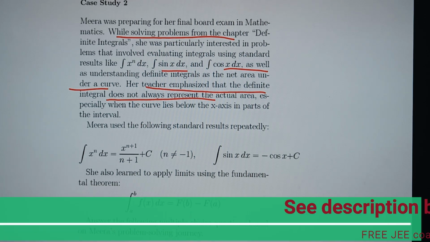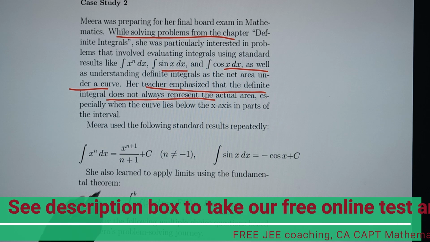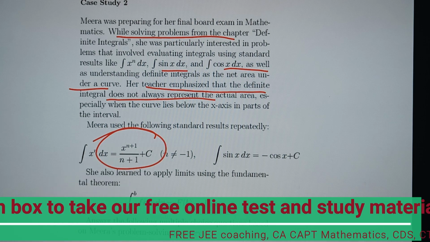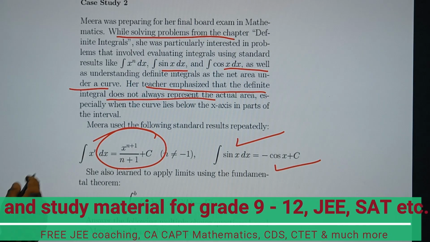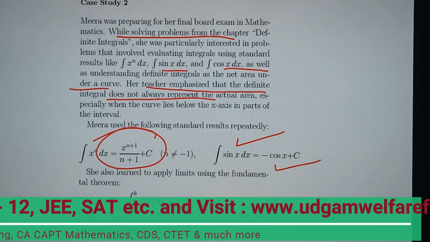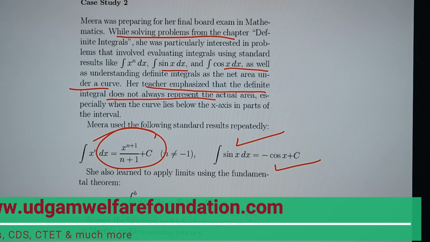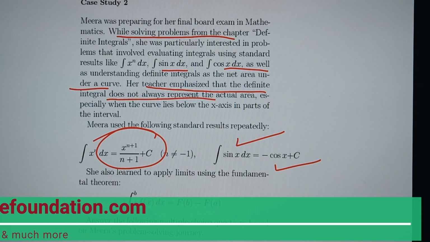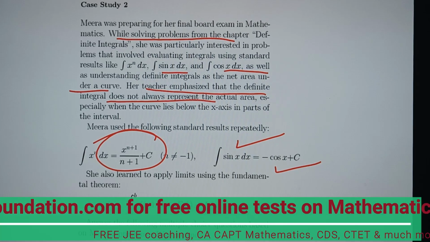Meera used the following standard results repeatedly. Integration of x raised to the power n dx is equal to x raised to the power n plus 1 upon n plus 1 plus c. Integration of sin x dx is equal to minus cos x, and these are the standard results of the indefinite integral. She also learned to apply limits using the fundamental theorem, that is integral a to b f(x) dx is equal to f(b) minus f(a). Now answer the following multiple choice questions based on Meera's problem solving journey.